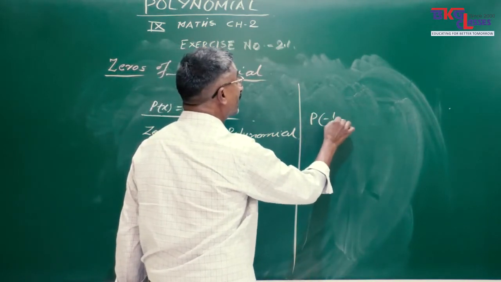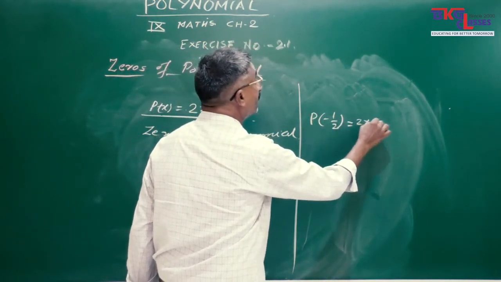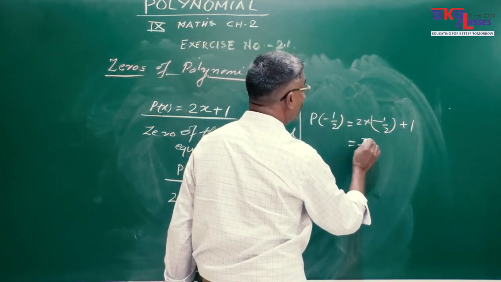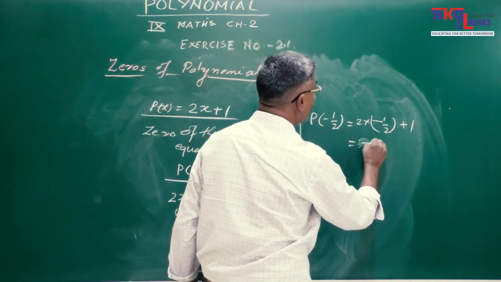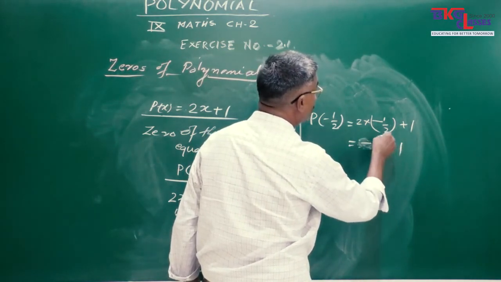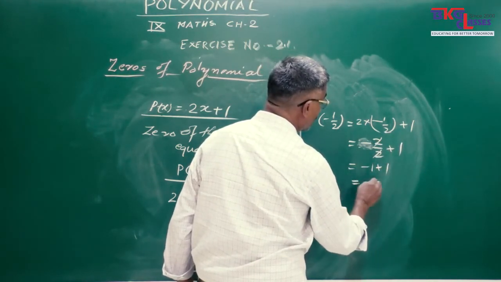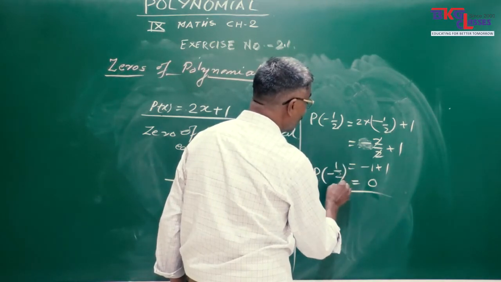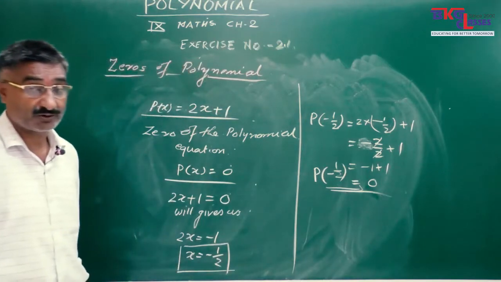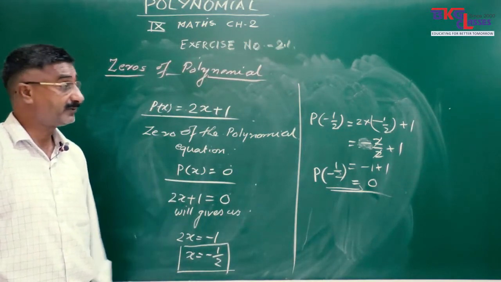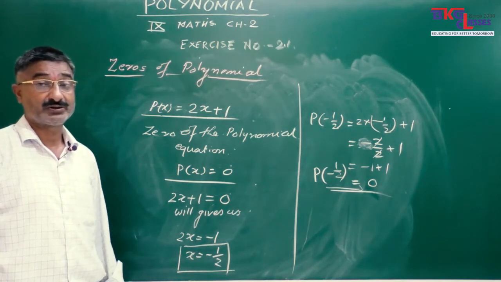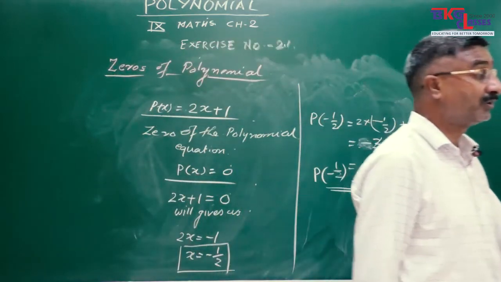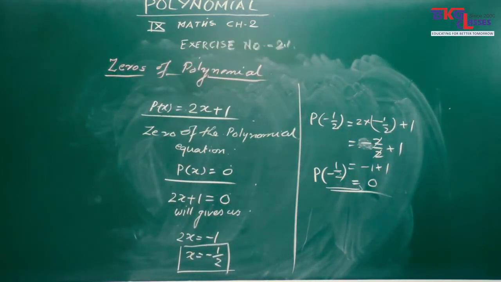p of minus 1 upon 2 is equal to 2 into minus 1 upon 2 plus 1. So this is minus 2 upon 2 plus 1. 2 cancel, so this is minus 1 plus 1. So this is equal to 0. So p of minus 1 upon 2 gives us 0. Means minus 1 upon 2 is the zero of the polynomial, or minus 1 upon 2 is the root of 2x plus 1. Clear? So this is the fourth example.